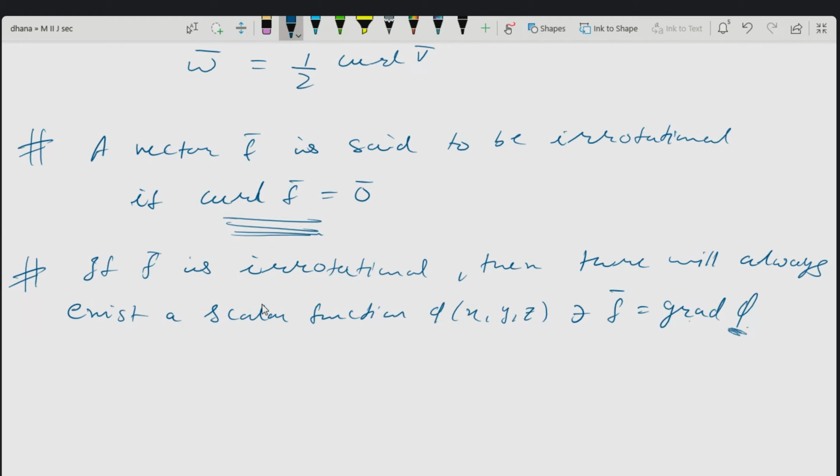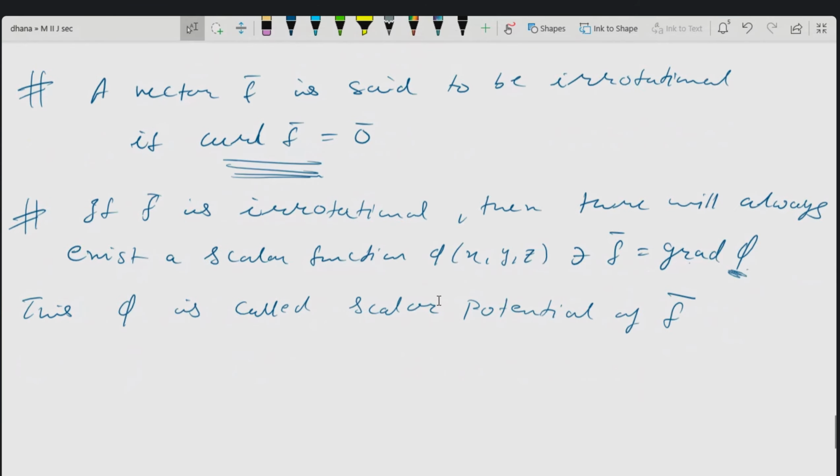Yes, ma'am. And this phi is called the scalar potential. So they will ask you to find the scalar potential. They will give you f bar and say that if f bar is irrotational, then find the scalar potential. Find the scalar potential of the vector f bar.